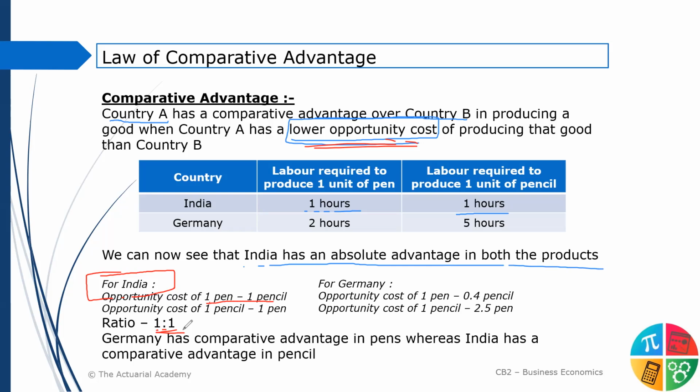If I use all my resources to produce one pen, I miss one pencil. If I use all my resources to produce one pencil, I missed the opportunity to produce one pen. That is what opportunity cost means.